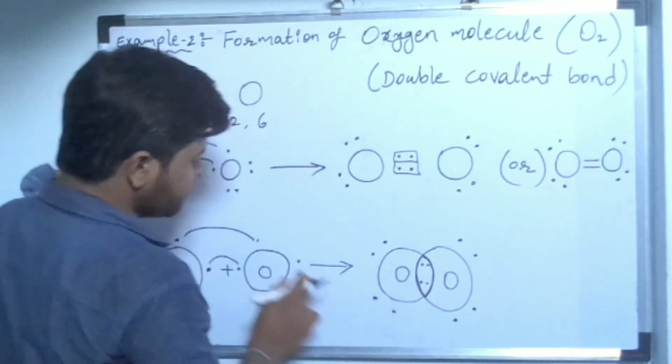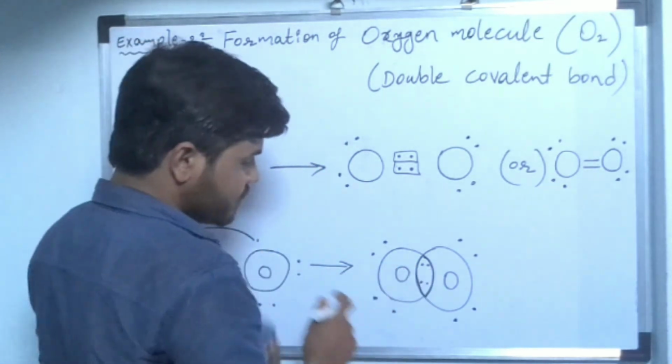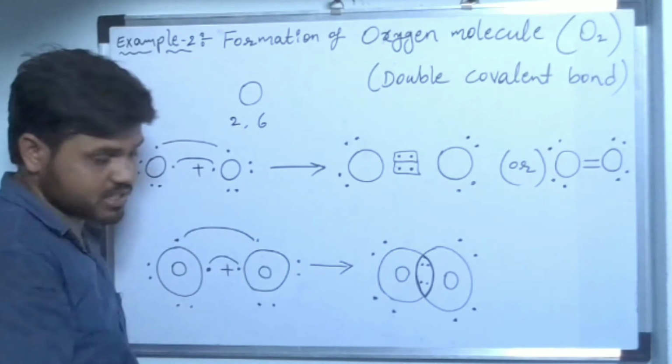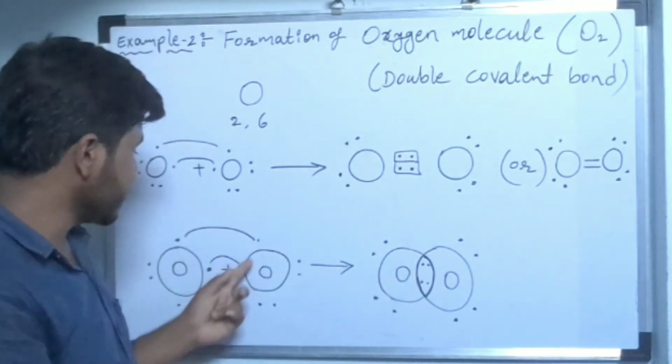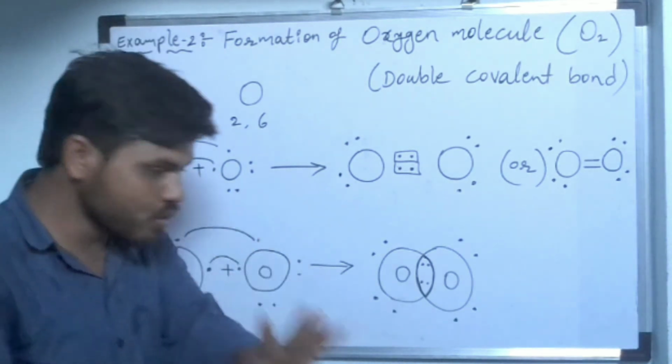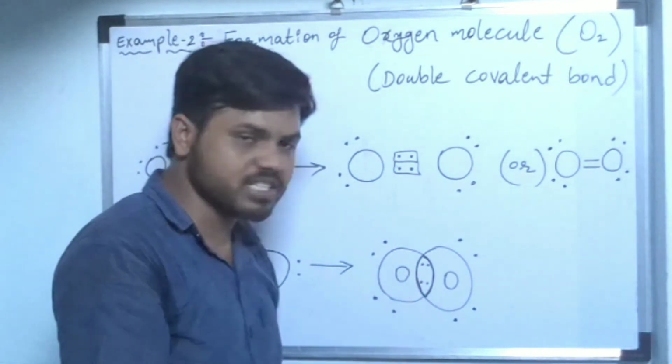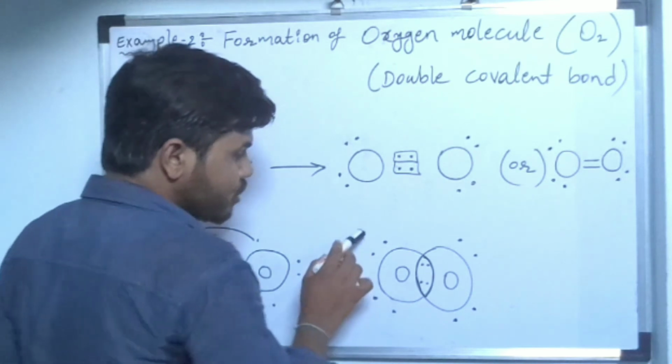In this common area, place the sharing electrons. How many electrons are shared between 2 atoms of oxygen? 4 electrons. I placed that 4 electrons here. Okay, now count the electrons.